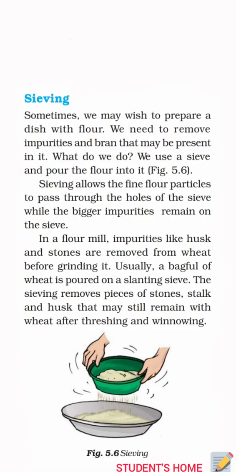Sieving allows the fine flour particles to pass through the holes of the sieve while the bigger impurities remain on the sieve. In a flour mill, impurities like husk and stones are removed from wheat before grinding it. Usually, a bagful of wheat is poured on a slanting sieve. The sieving removes pieces of stone, stalk, and husk that may remain with the wheat after threshing and winnowing.